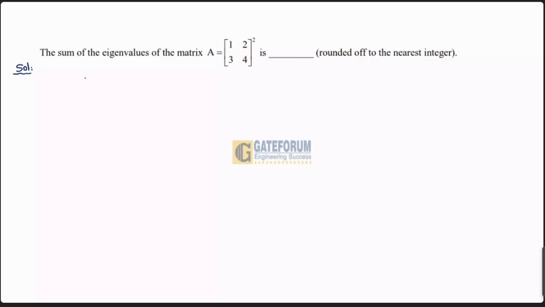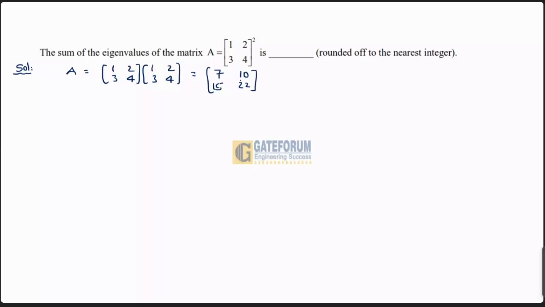First simplify the matrix A. A is given as the square of this matrix, that is [1, 2; 3, 4] multiplied by itself [1, 2; 3, 4]. First row into first column: 1 into 1 plus 2 into 3, 6 plus 1, 7. First row multiplied by second column: 1 into 2, 2 plus 2 into 4, 8; 2 plus 8, 10. Second row multiplied by first column: 3 into 1 plus 4 into 3, 12 plus 3, 15. Second row multiplied by second column: 3 into 2, 6 plus 4 into 4, 16; 6 plus 16, 22.